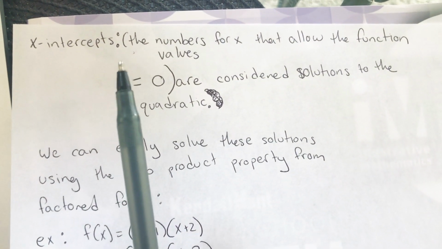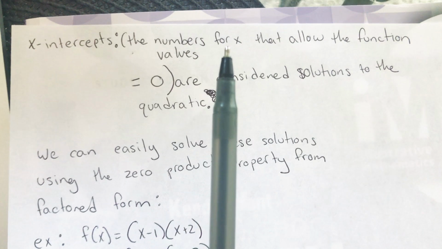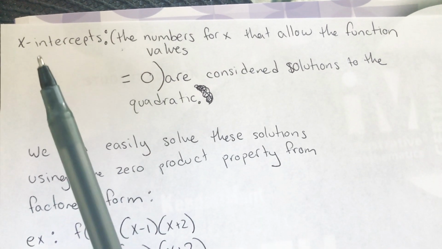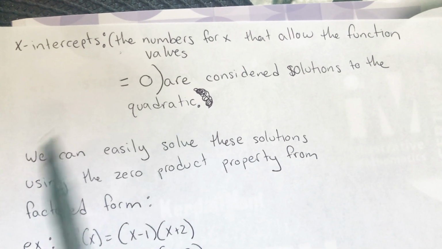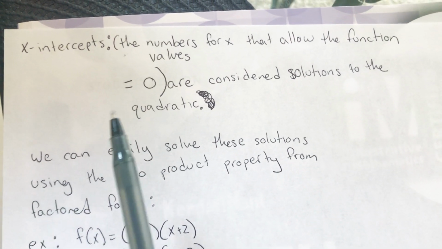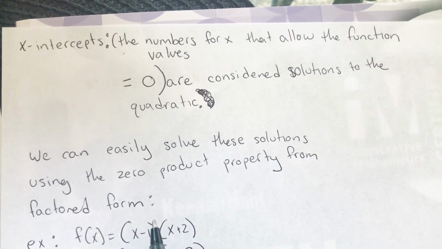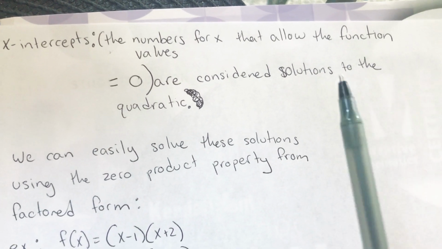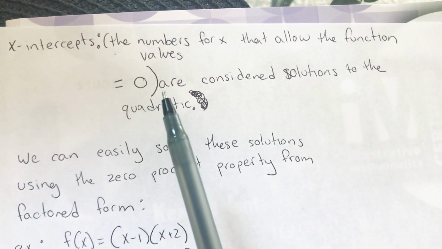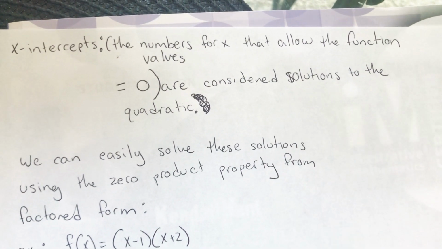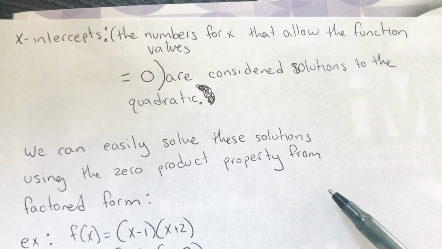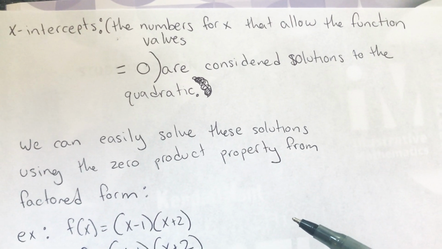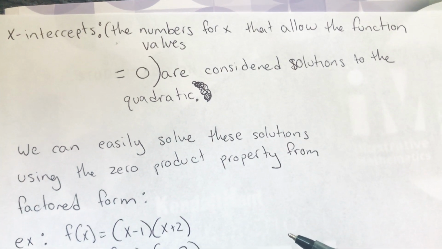So again, x-intercepts are the values for x that allow the function to be equal to 0. So again, these are the x values that allow the y value to equal 0. Whenever the y value is 0, that means the point lies on the x-axis. And because of this, the x-intercepts are considered solutions to the quadratic. So whenever you're asked to identify the solution to a quadratic, you are essentially being asked, what is the value of x at the x-intercepts of that quadratic?